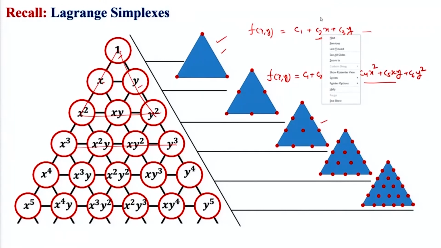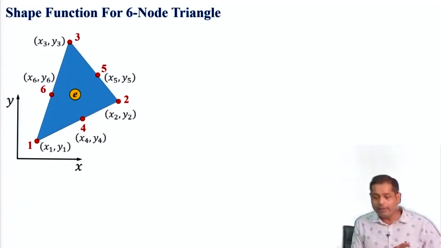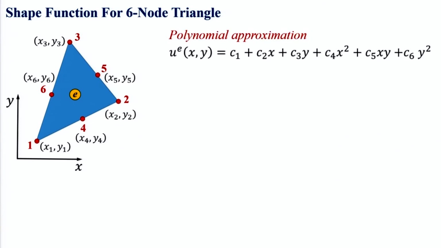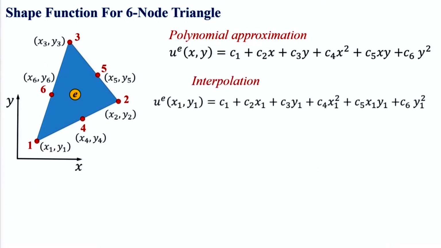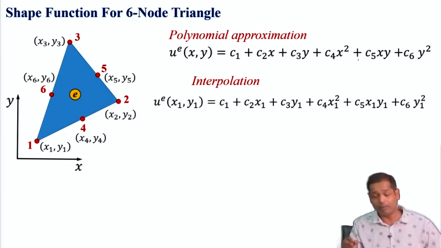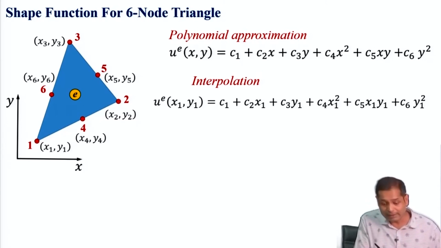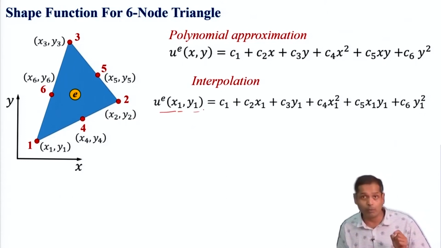Let us follow this approach and try to construct shape function for the 6-node triangular element. Let's start. So we start with an approximation. This is the polynomial approximation, complete quadratic approximation. There are 6 constants to be determined. Now we impose the interpolation condition: the approximation needs to be satisfied at every node, so when evaluated at every node, it should give the nodal value. So this is the nodal value at node number 1, and x1, y1 are the coordinates of node number 1.